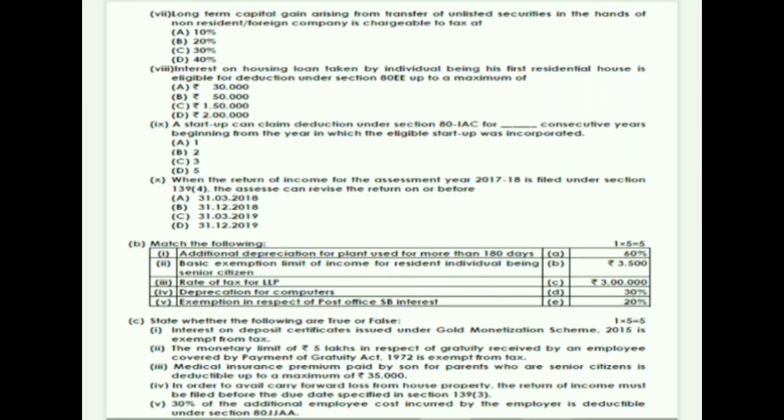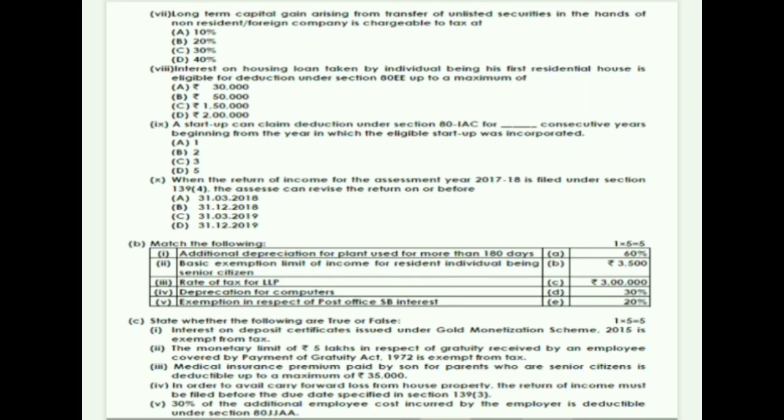Now next, in order to carry forward loss from house property, the return of income must be filed before the due date specified in section 139(3). Well, the question is, if you have a loss, then you have to file in the same year. But no, that option is false, because in case of an individual taxpayer, if any loss was incurred in the previous financial year, then filing the tax return is not mandatory.